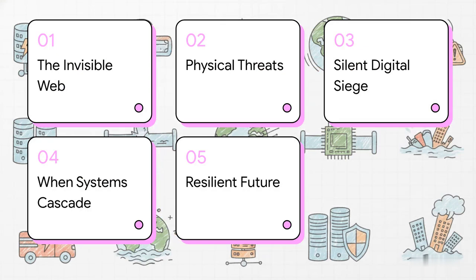To break all this down, our agenda today covers 5 quick steps. 1. The invisible web. 2. The invisible physical threats. 3. The silent digital siege. 4. When systems cascade. And finally, engineering a resilient future. Let's jump right in. Part 1.